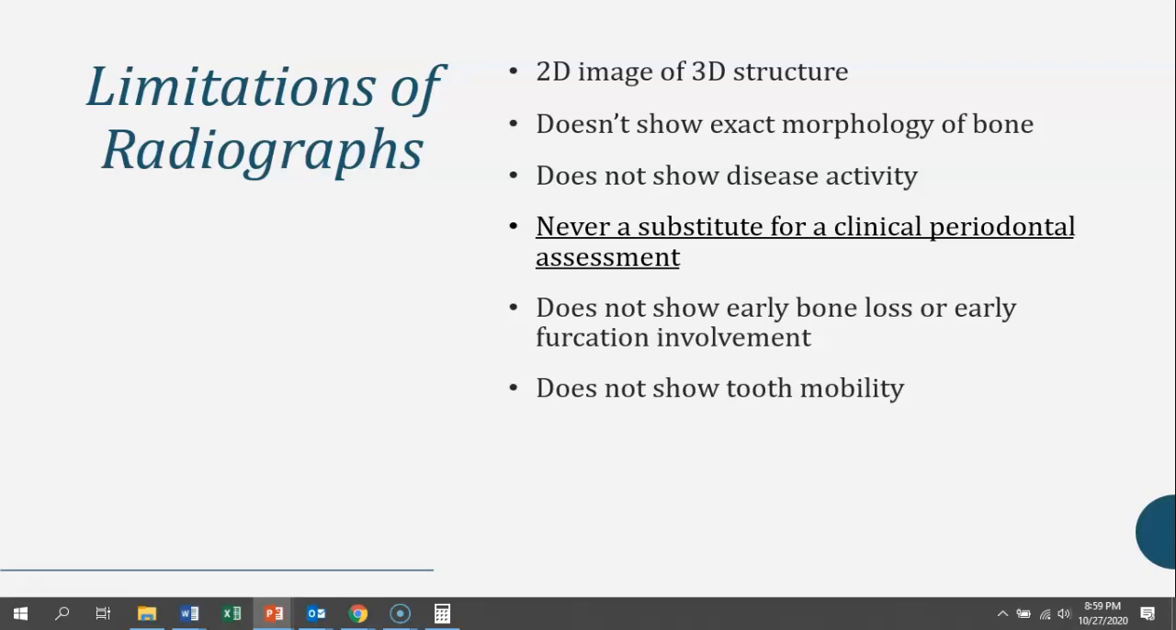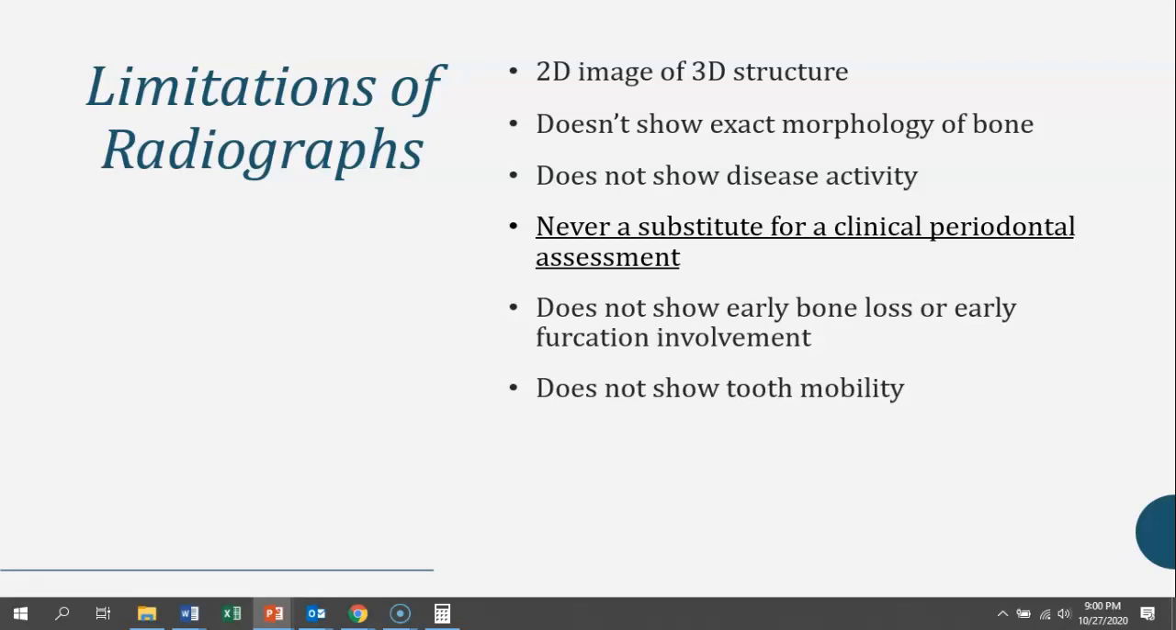It's not going to show whether the disease is active. We could be looking at almost what we might call a scar of periodontal disease, destruction that happened when the disease was active, but it's just stabilized and the bone hasn't grown back. So we're almost looking at the equivalent of a scar. It's never a substitute for clinical periodontal assessment. So you can't just take a radiograph and diagnose periodontal disease. You absolutely use it in tandem with your full periodontal assessment that you do with your patients. So they really are absolutely necessary and better together.